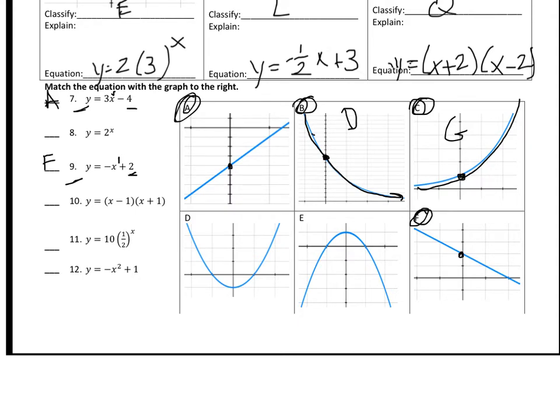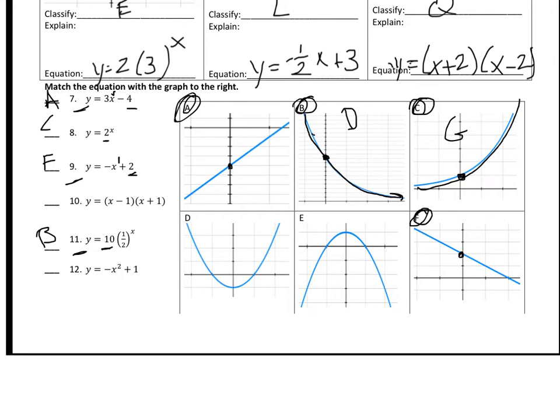So decay means that the growth factor is less than 1. Well, the only one that has that is 11, so that's got to be B. And look at the y-intercept, positive 10. Okay, good. And C, by process of elimination, and because it's growth, because the growth factor is 2, has to be letter number 8.